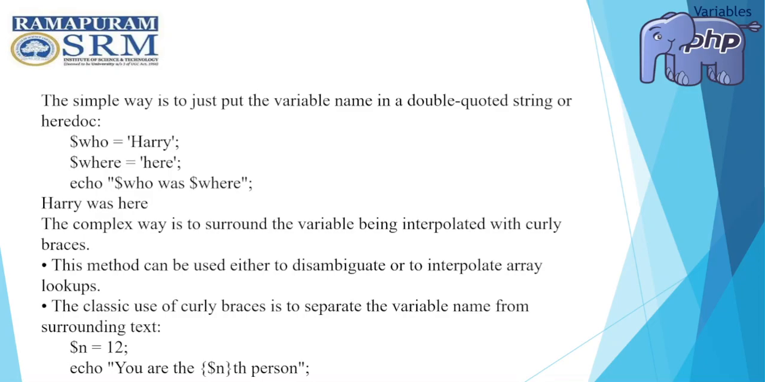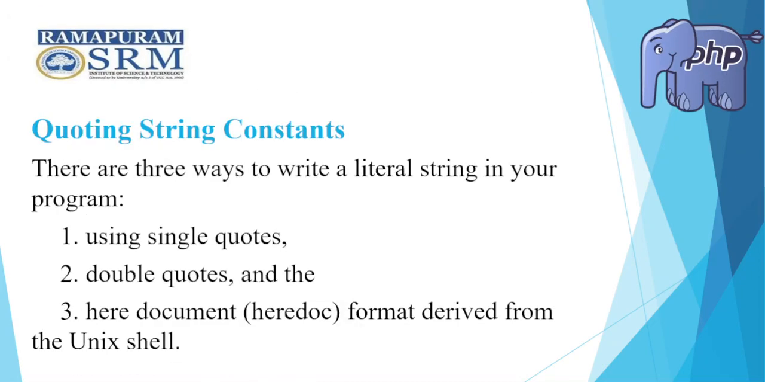For example, $n equal to 12, echo "you are the {$n}th position". Here $n holds the value 12. It is mentioned in the double quoted string with the complex way. We have mentioned that variable within the braces. So the output will be "you are the 12th position", that is, $n is interpolated with the value 12.